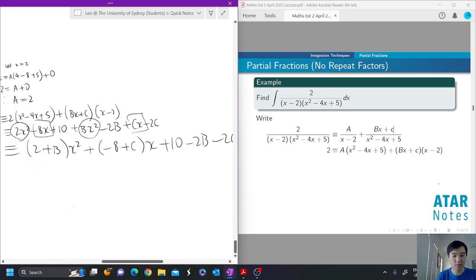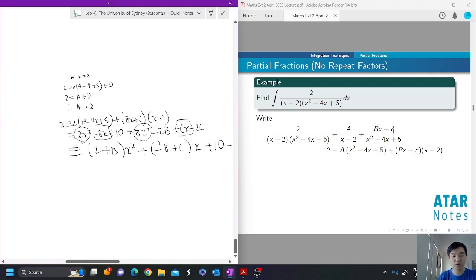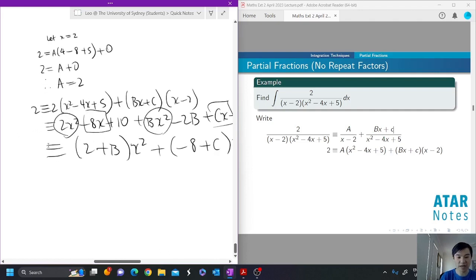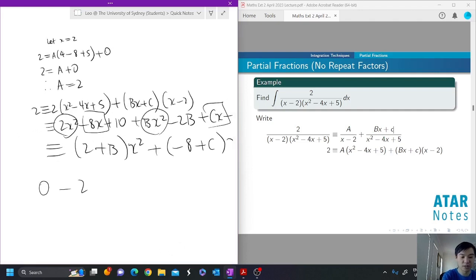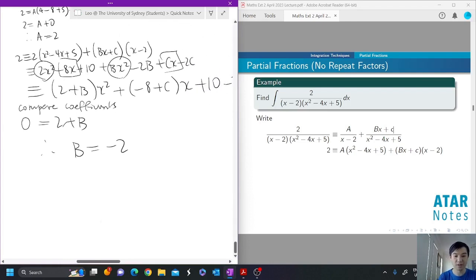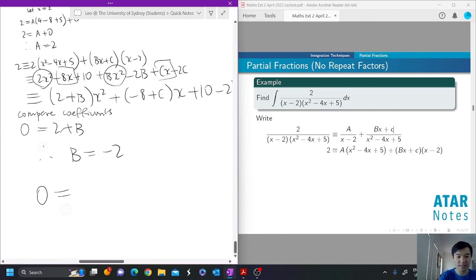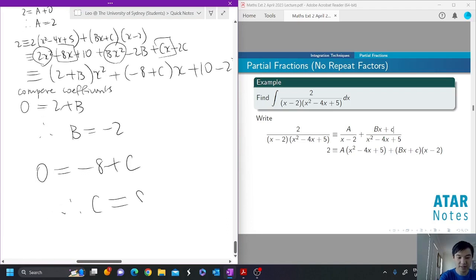So here we can just choose which coefficient we want to compare to. Let's compare the coefficient of x squared. On the left, we don't have an x squared term, so we compare coefficients: 0 is equal to 2 plus b. Therefore, we know that b must be equal to negative 2. And we can also compare the coefficient of x. We know that 0, because there's no term for x, is going to be minus 8 plus c. So therefore, c is equal to 8.